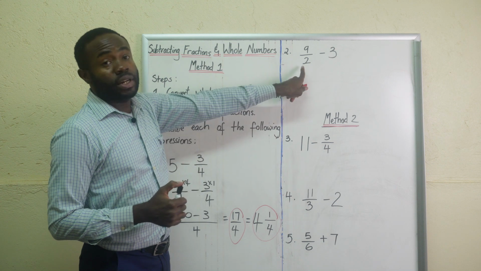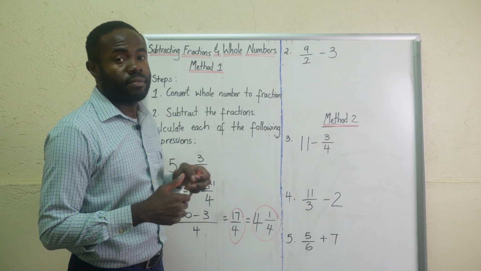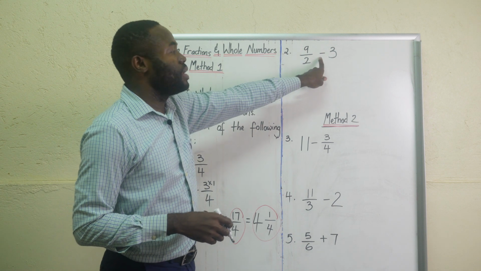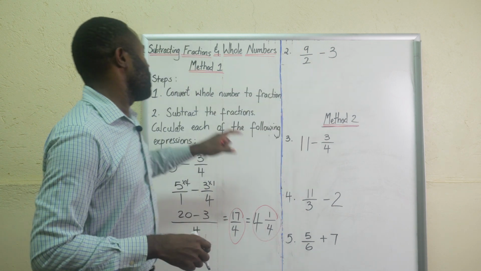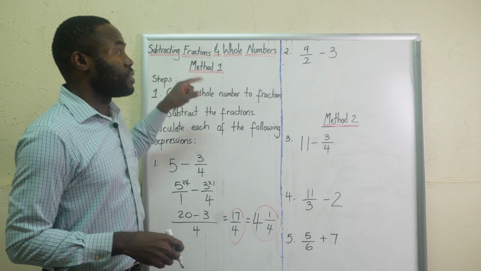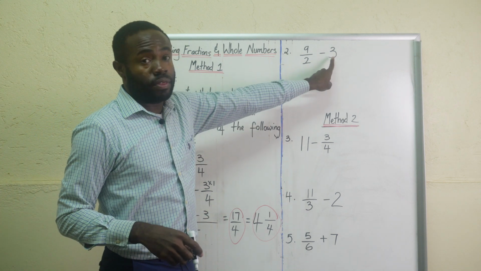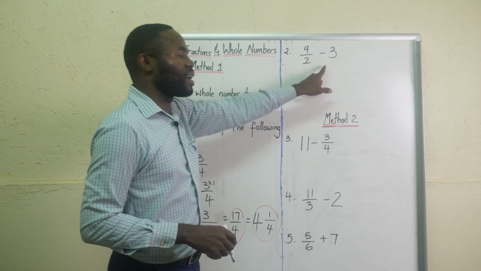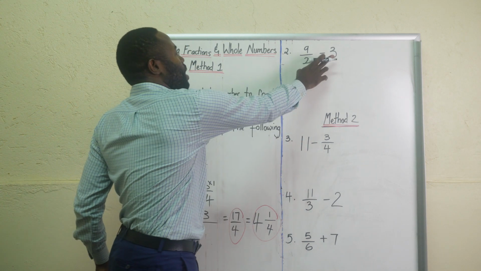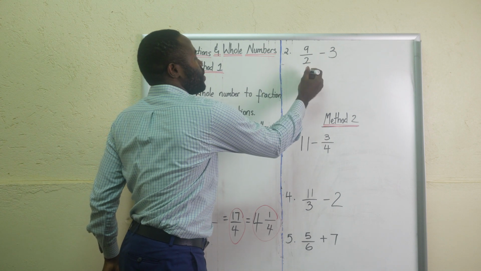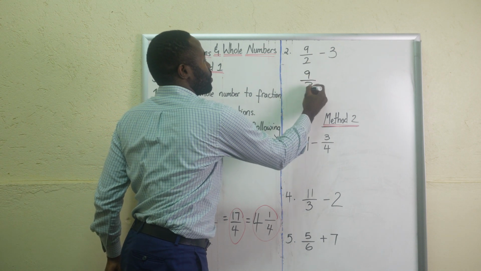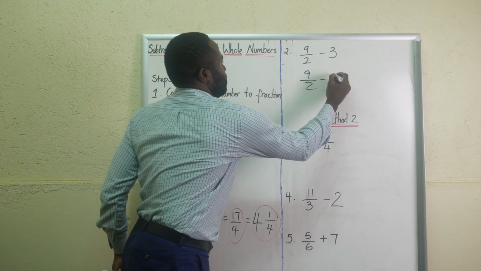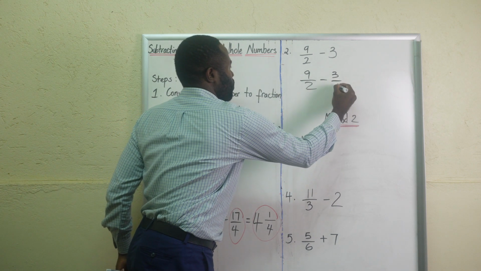Let's turn our attention now to the second question. Now the second question is 9 over 2 minus 3. Again, we're using method 1. So we need to convert our whole number 3 to a fraction. All right, so we do that by dividing by 1. So let's write back our first fraction, which is 9 over 2 minus, and then we convert this to a fraction by putting it over 1.